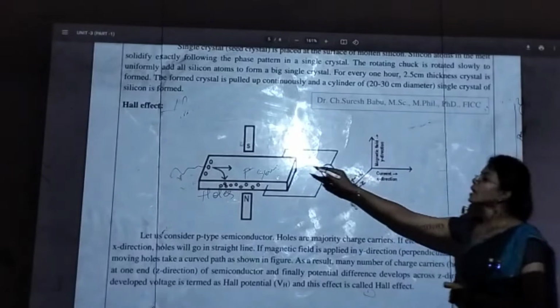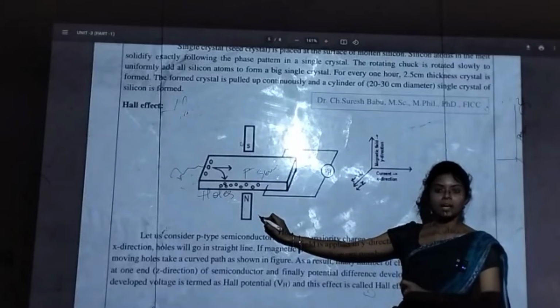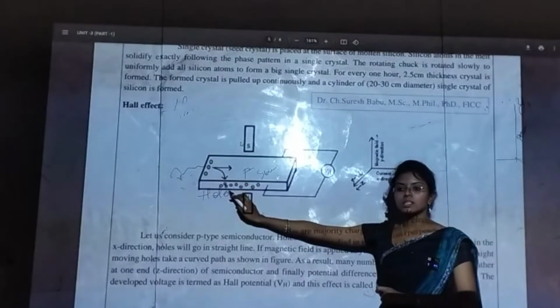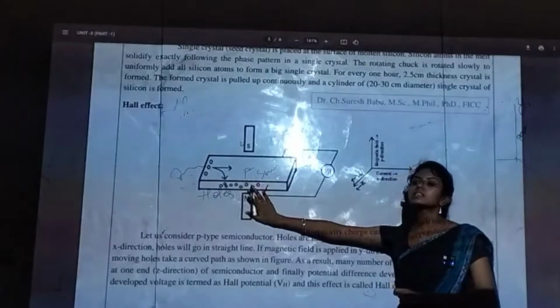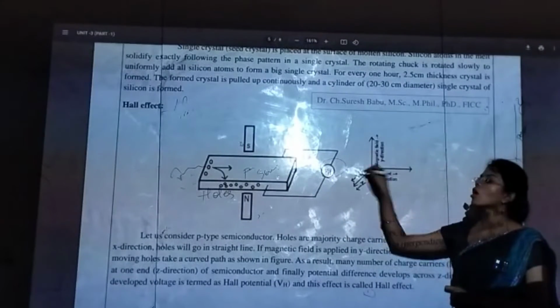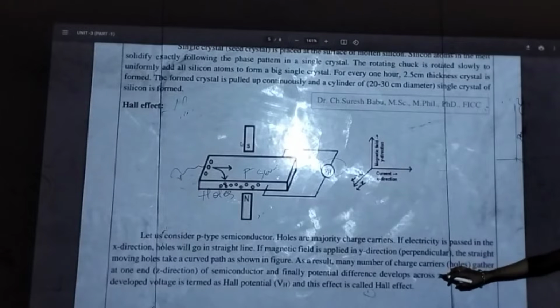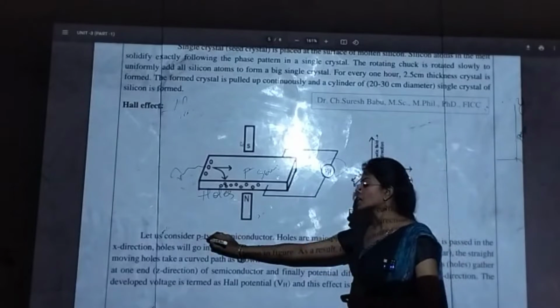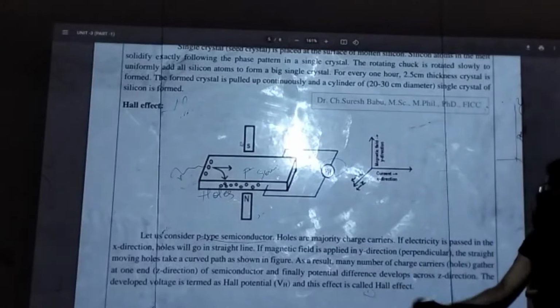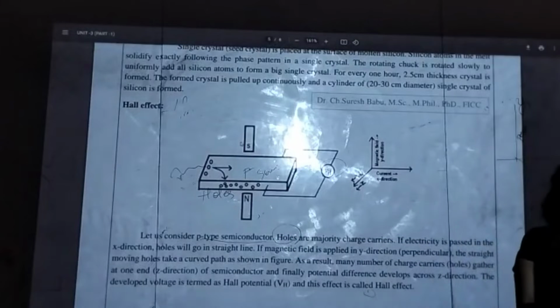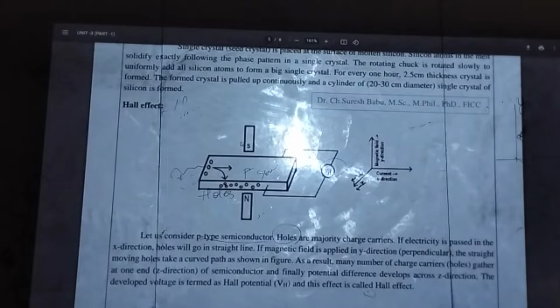When you apply the magnetic field, you can see the deviation, and this is calculated by using the Hall voltage. So see the first point. Let us consider the P-type semiconductor. Whose are those charge carriers? Holes. So the P-type semiconductors have charge carriers of holes.